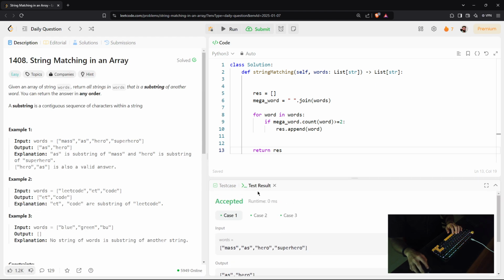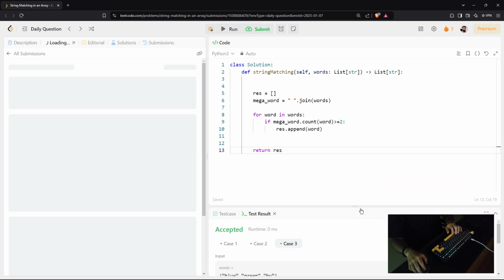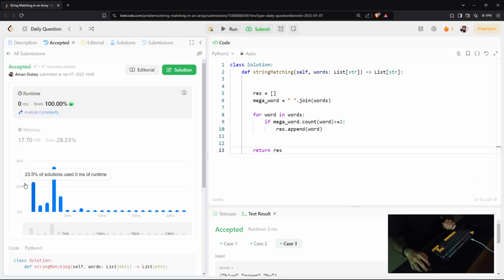See, all the test cases are passing, and if we submit this, yeah, as you can see, it's beating most of the solutions. Overall it's still O(n) square, but it's running properly on the provided test cases.